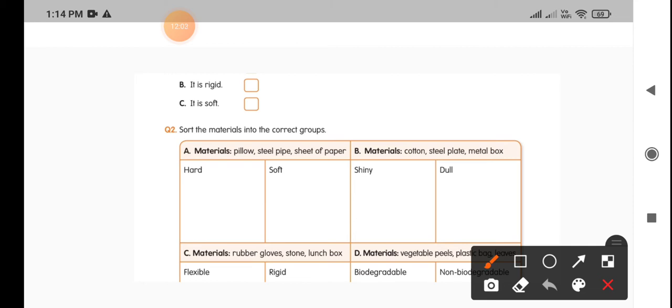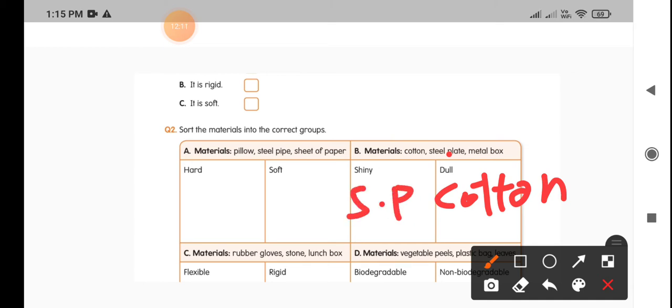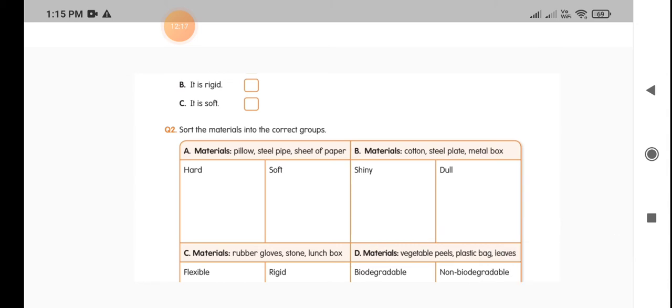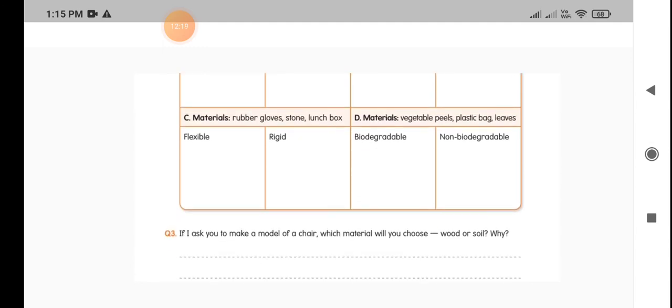Is the cotton shiny or dull? Definitely it looks dull. And steel plate is shiny. And metal box, even the metal box is also shining. So like that, you have to separate the things based on their characters.